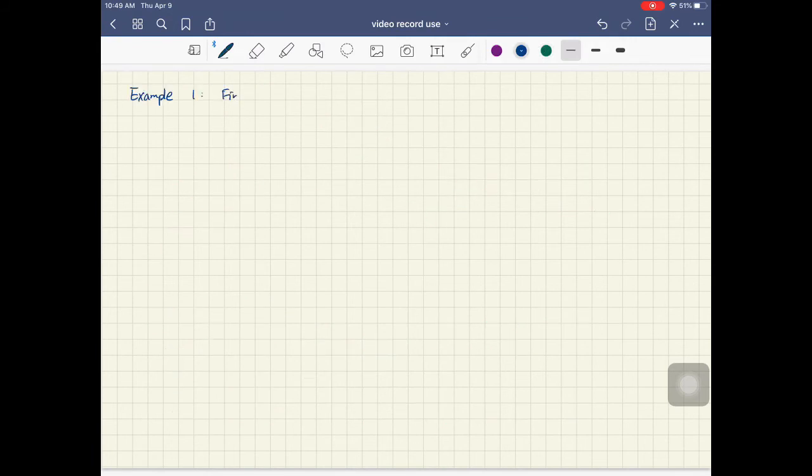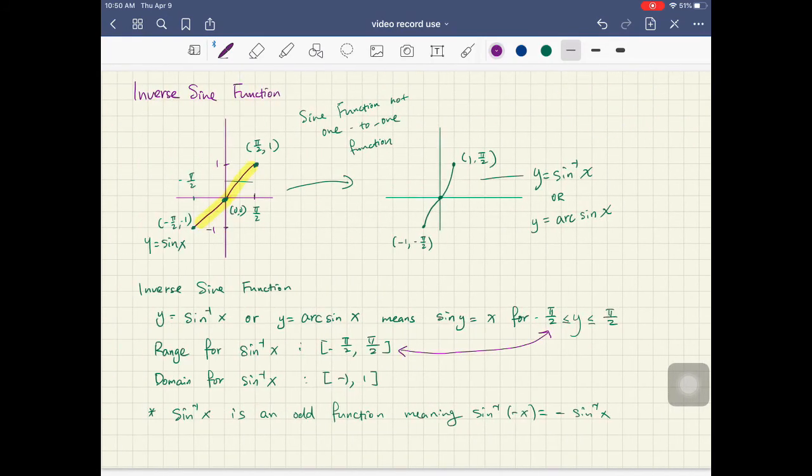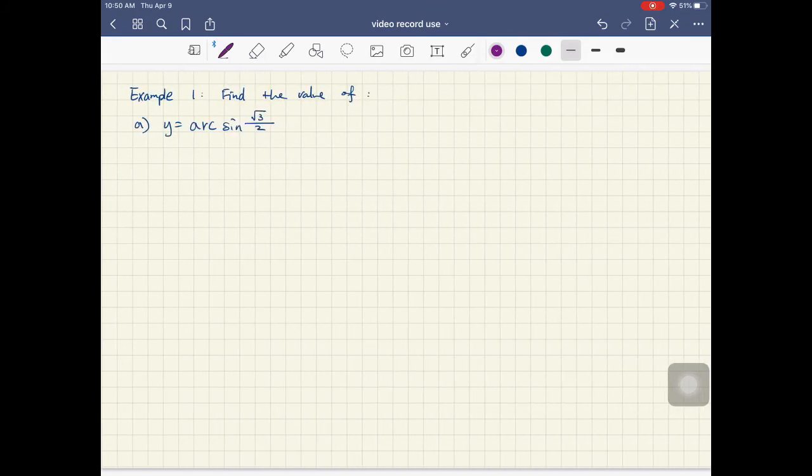So example 1, I want to find the value of the following number. The first one I have is y equals arc sine of square root 3 over 2. Arc sine means this is the inverse function, meaning sine of y equals x. So I can rewrite it as sine of y equals square root 3 over 2.